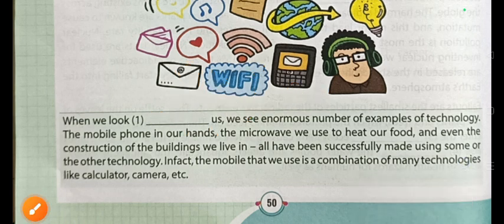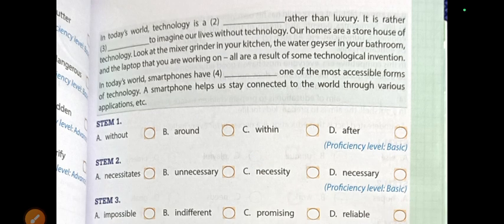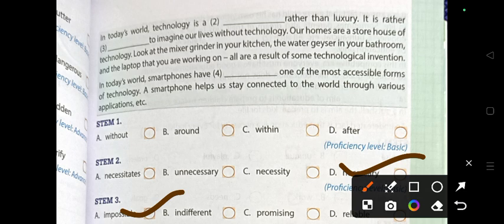Now I'm moving to the next slide. In today's world, technology is so... stem 2 is given. So technology is necessary, which you cannot avoid. Technology is necessary rather than luxury. It is rather what? It is rather impossible to imagine. So we'll fill here impossible. It is rather impossible to imagine our lives without technology.